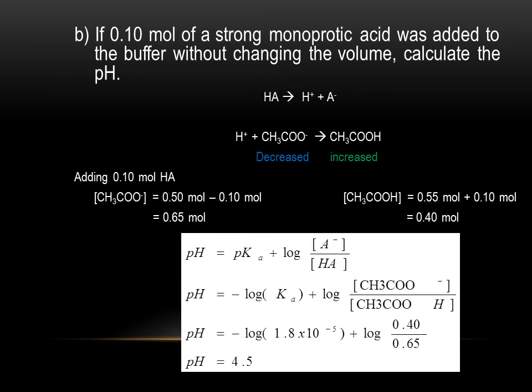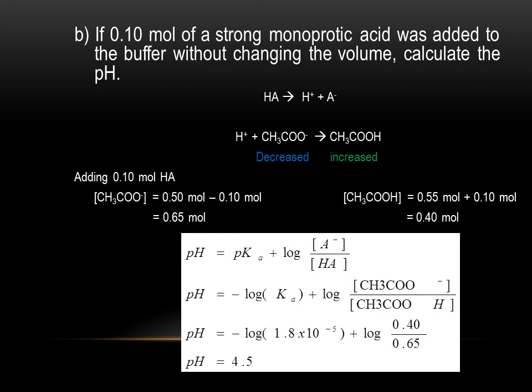Well, remembering that we added 0.10 moles of acid, it's going to react, and so it will decrease the acetate by 0.10 moles. The acetic acid is going to increase by 0.10 moles, and so we have the number of moles present after the strong acid reacts with both of the components of the buffer. Remembering that it was a 1 liter solution, we can convert these molar amounts to molar concentrations, and then we can just plug them into the Henderson-Hasselbalch equation.